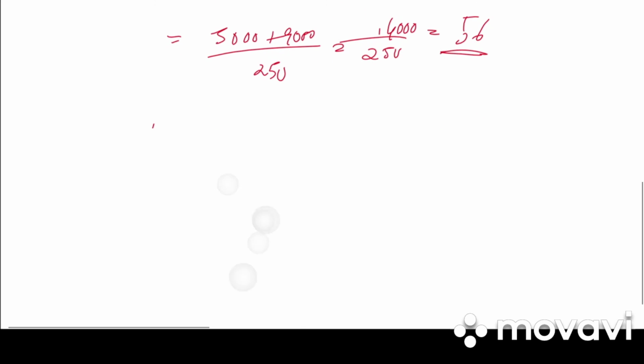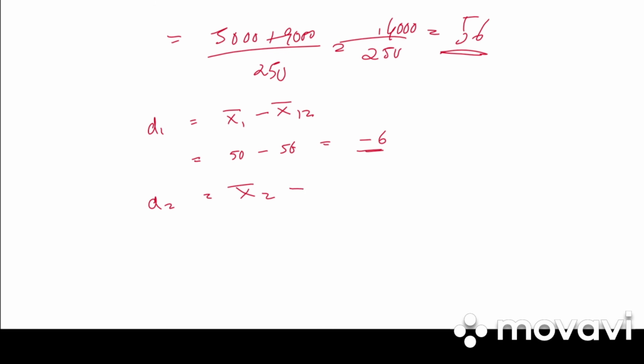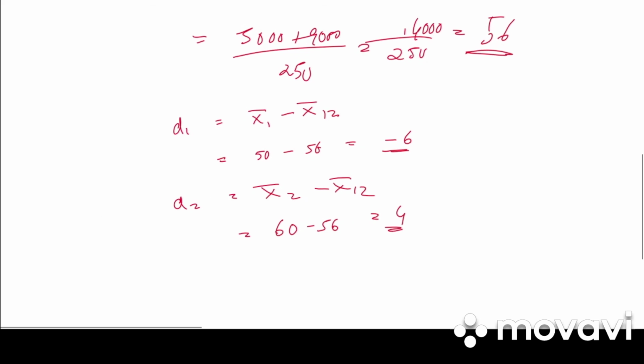Then we can find d1. How do we find d1? It is x bar 1 minus x bar 1 2. So what is x bar 1? 50 minus 56, we get minus 6. We can get d2, x bar 2 minus x bar 1 2, that is 60 minus 56, we will get 4. So we got d1 and d2.